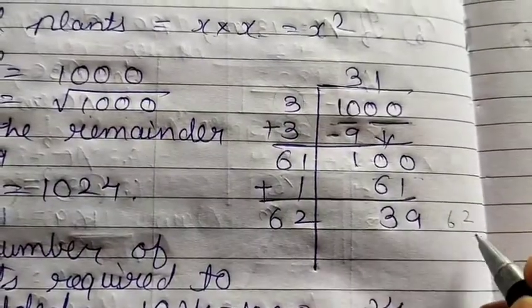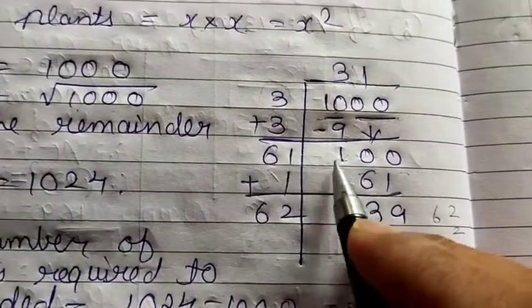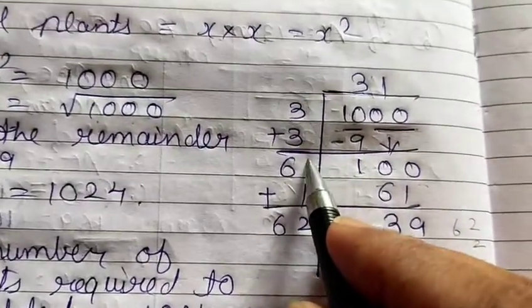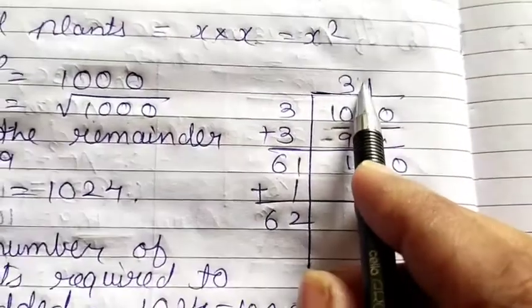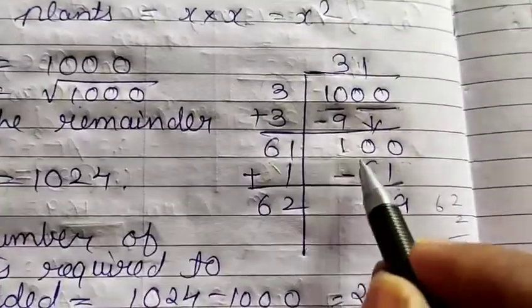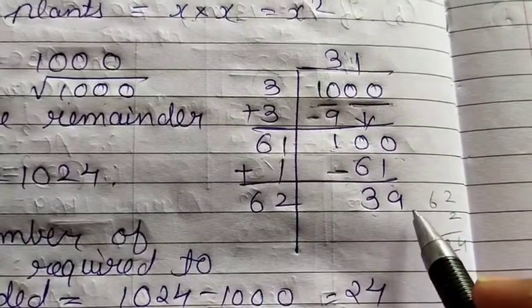If you go with 2, then 2 4s and 6 2s make 124, which is more than 100, so it is not possible to subtract from 100. So you have to go with 1 only. If you are taking 1 over here, you have to take 1 over here also. So 61 ones are 61. When you subtract from 100, you will get 39. So we got the remainder as 39.